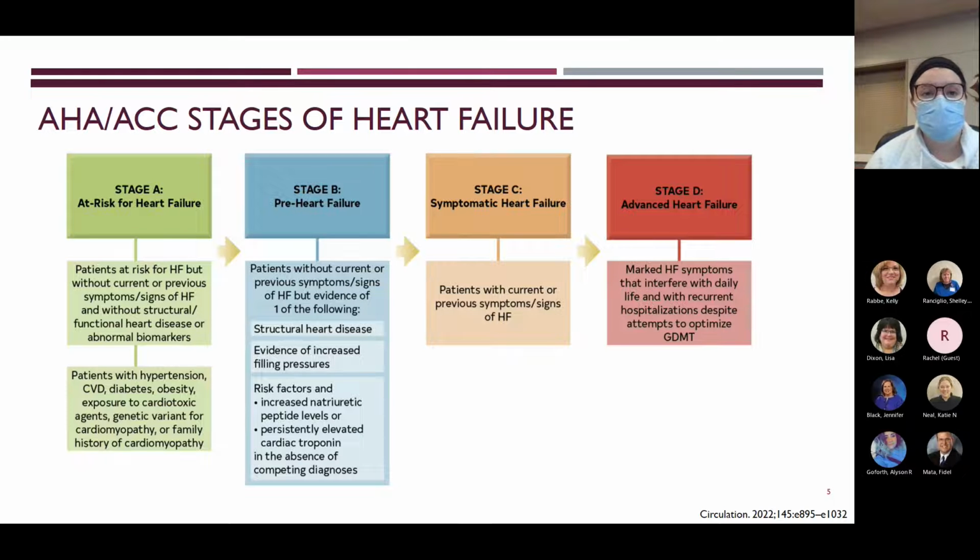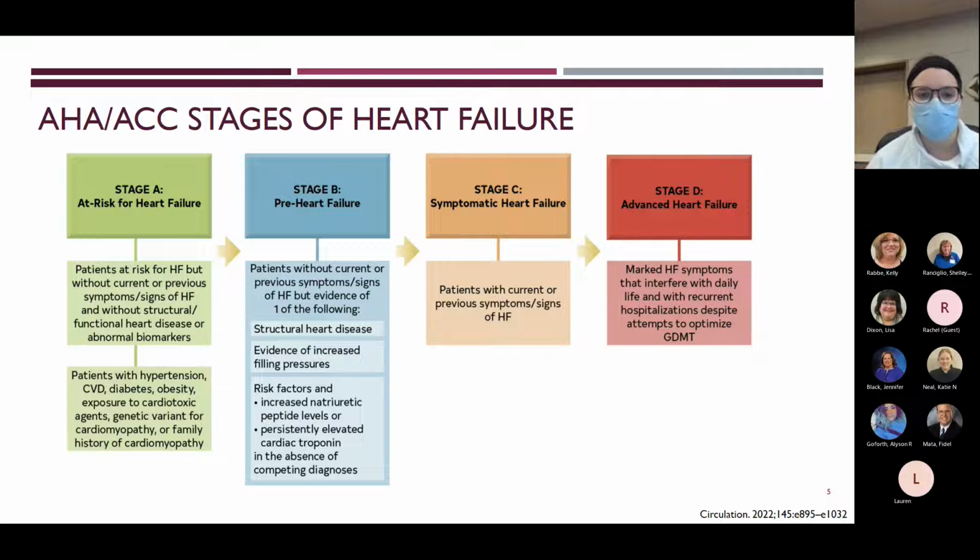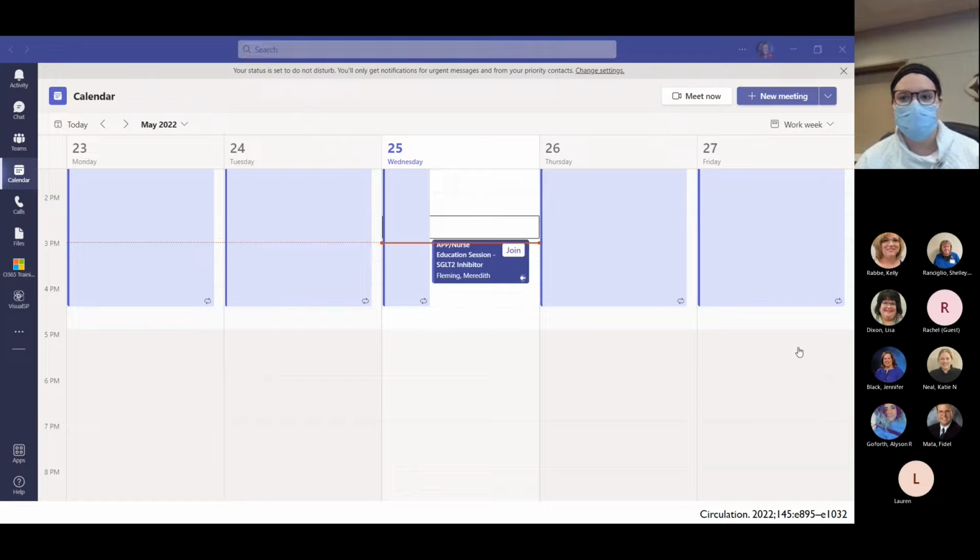Stage B is considered pre-heart failure. So these are patients that are still not having any symptoms or don't have any history of heart failure-like symptoms, but they do have one of the three following lighter blue boxes. So either structural heart disease, evidence of increased filling pressures, or one of the risk factors listed below. And then stage C is what we consider our symptomatic heart failure.